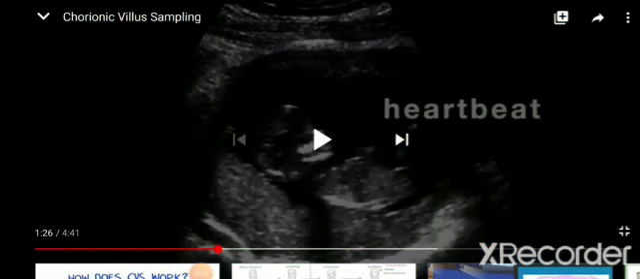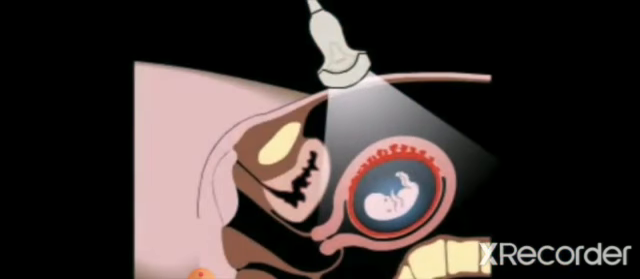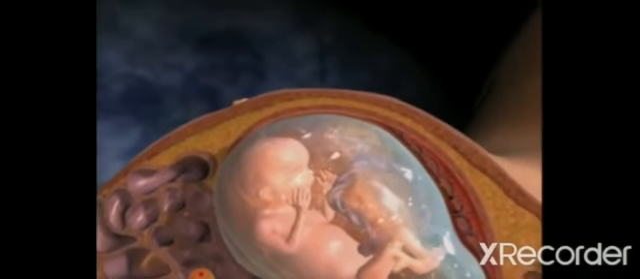Here we are going to learn the CVS technique. The CVS technique has to locate the placenta. Two ways of CVS can be done. They have to find the chorionic villus using ultrasound scanning, and they have to extract the sample from the chorionic villus. They are extracting, you see. This is the first method. From the top they are getting the chorionic villus.